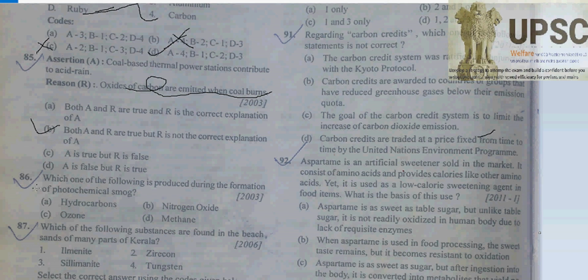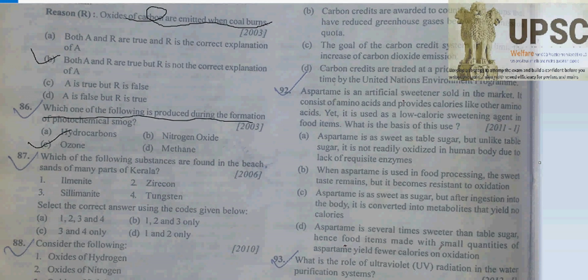Now, the next question: which is produced during the formation of photochemical smog? Definitely that is ozone. Hydrocarbons, nitrous oxide and methane are not the answer. That will be ozone. Why is it so? Photochemical smog was first described in 1958. It is the chemical reaction of sunlight, nitrogen oxide and volatile organic compounds in the atmosphere, which leaves airborne particles and ground-level ozone.